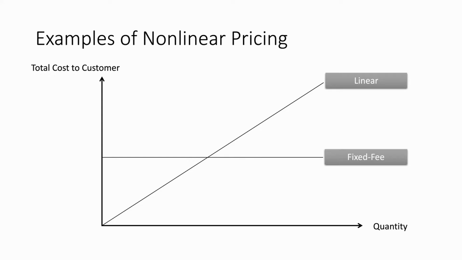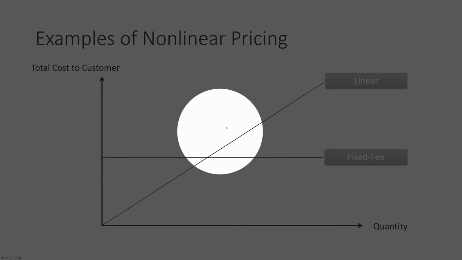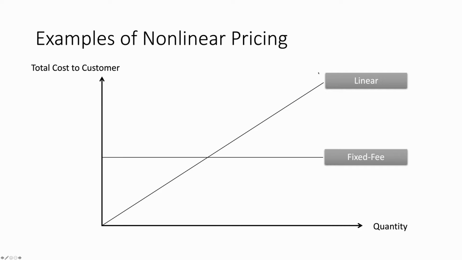So linear pricing is what we are most familiar with in everyday life. You buy one Big Mac, it's $5. You buy two, it's $10. You buy three, it's $15. So that's linear pricing. What we are looking at today is when this relationship no longer goes in a straight line.